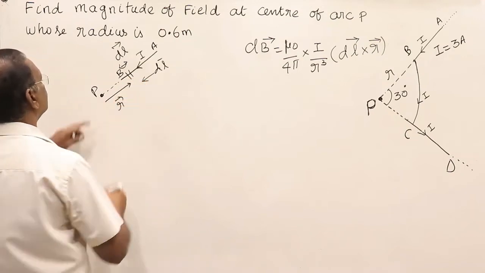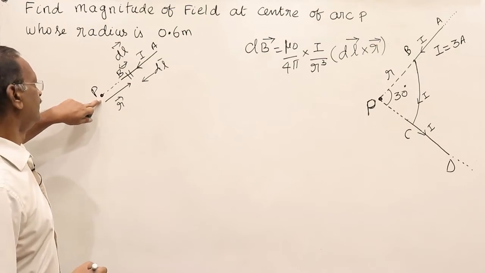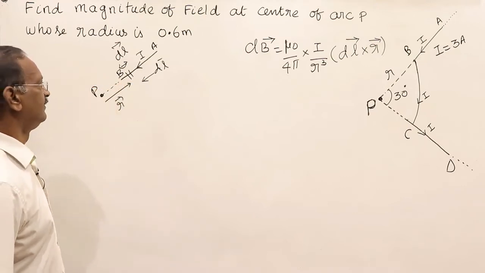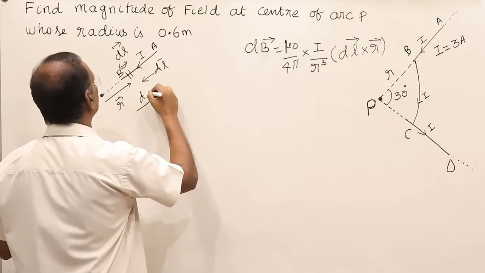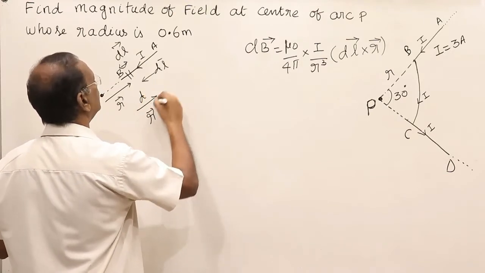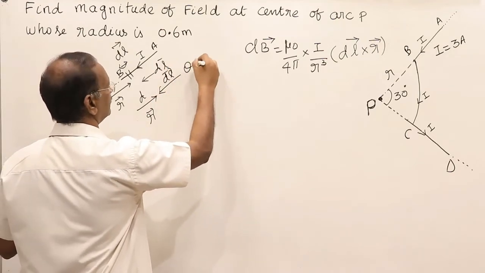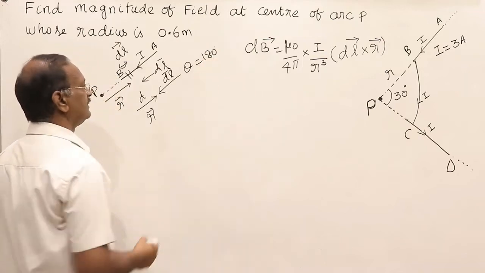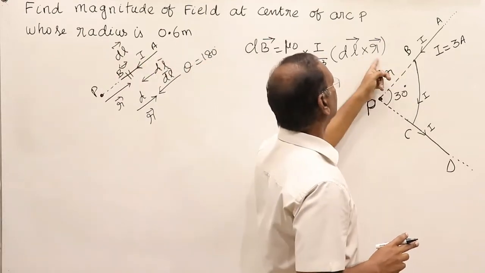R vector means the distance from the point at which we are interested to find the field, from this point up to the dl vector. So the dl vector is in this direction, and the R vector is in this direction. Then theta is equal to 180 degree. What is theta? Theta is the angle between the dl vector and the R vector.